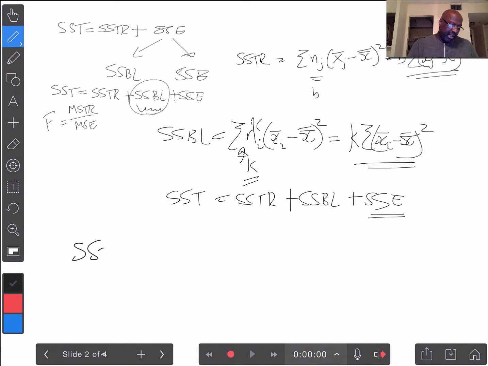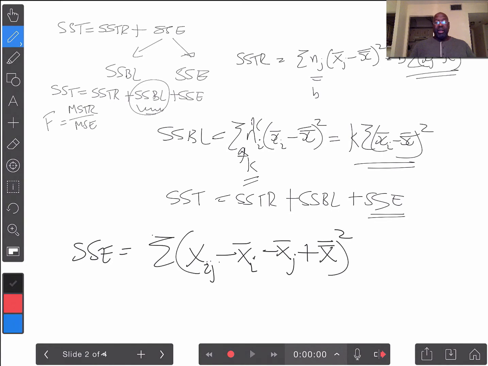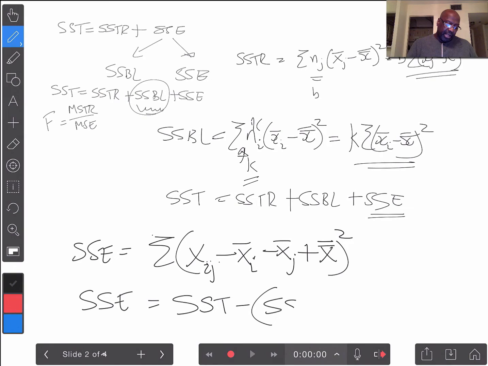SSE is given by the sum of (Xij minus X bar i minus X bar j plus X double bar) squared. I believe that's what it is. I'm operating completely from memory here. And rather than use this formula, look at this. We could actually get SSE by taking the total sum of squares and subtracting the sum of these two, SSTR plus SSBL. We could do that instead.